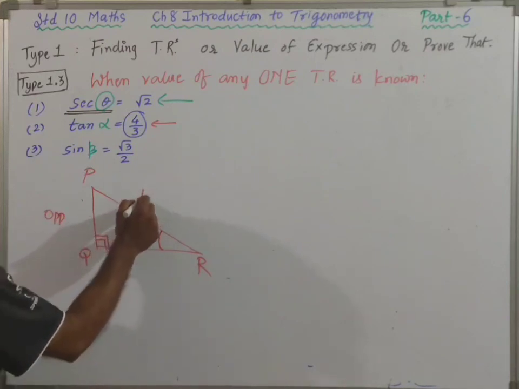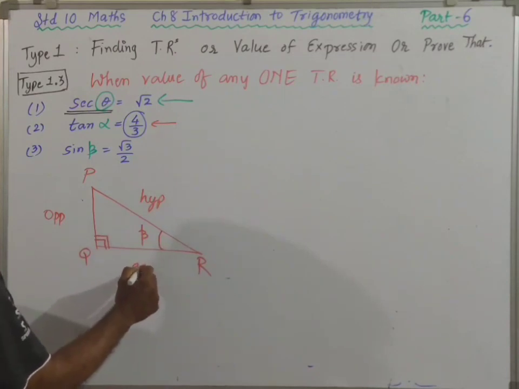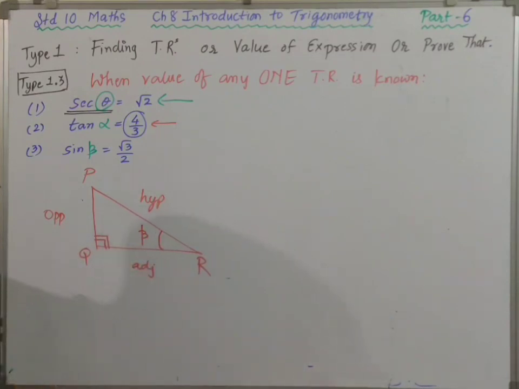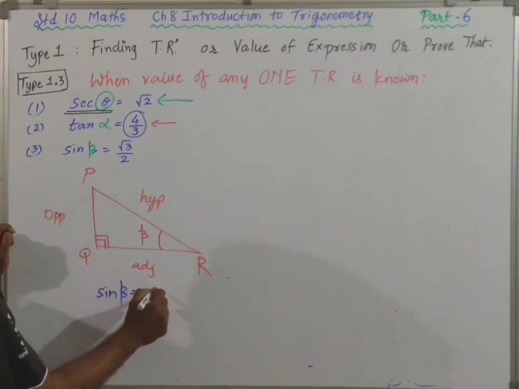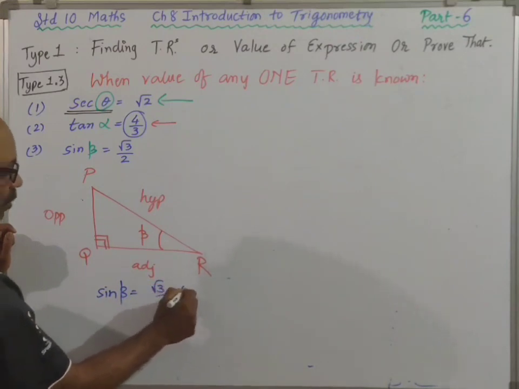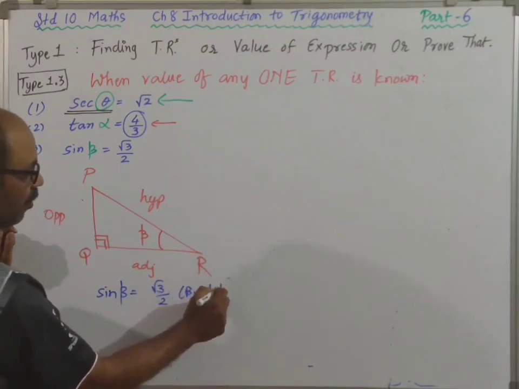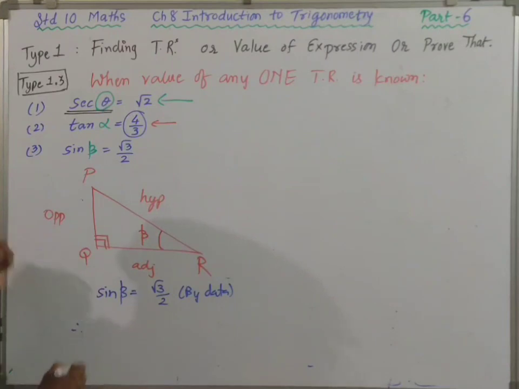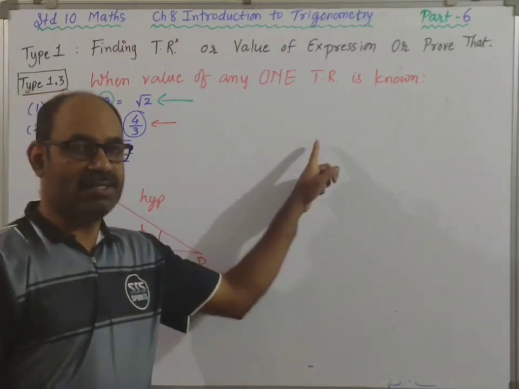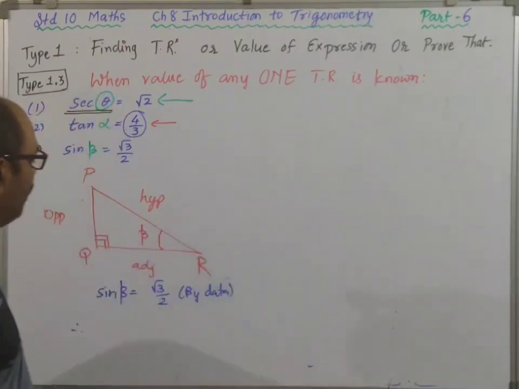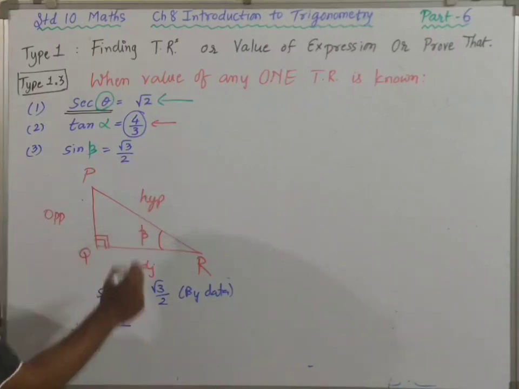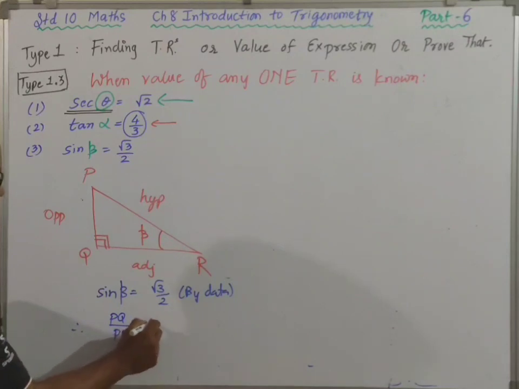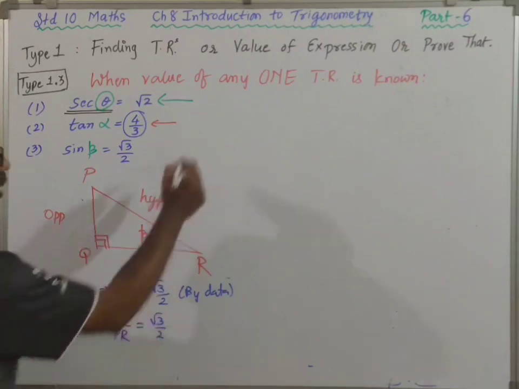The side opposite the right angle is the hypotenuse and the remaining side is adjacent. Alright, let's start. Sine beta is equal to root 3 upon 2, as given. Sine beta is opposite upon hypotenuse. Opposite PQ upon hypotenuse PR is equal to root 3 by 2.